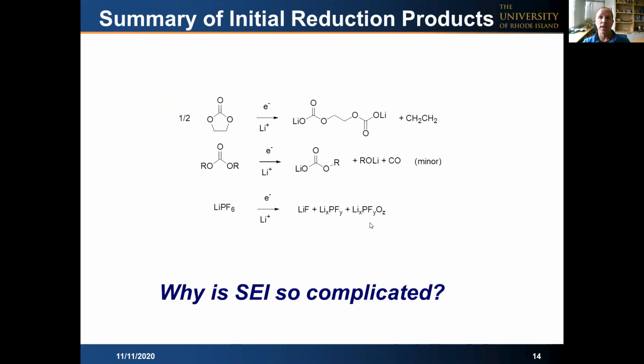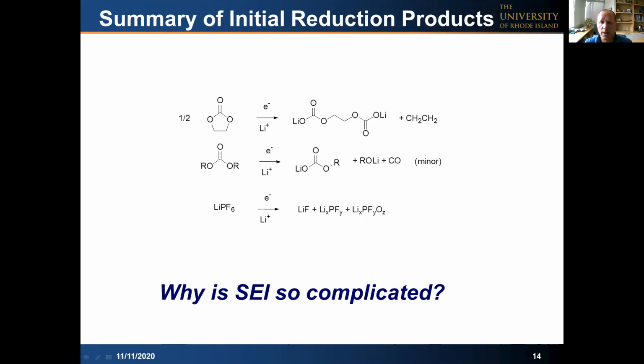So with this in mind, this brings us back to the overall reduction reactions to generate the solid electrolyte interface. As I've already said, if you have ethylene carbonate, you predominantly make lithium ethylene dicarbonate and ethylene. This is the dominant solvent-based reduction reaction. If we have dialkyl carbonates, we also will generate low concentrations of lithium alkyl carbonates along with lithium alkoxide and CO. And with LiPF6, we generate predominantly lithium fluoride with low concentration of lithium fluorophosphates.